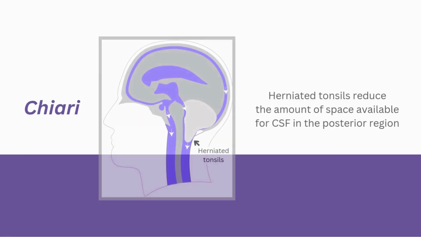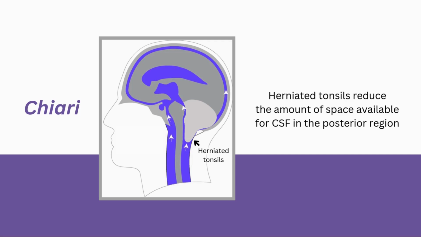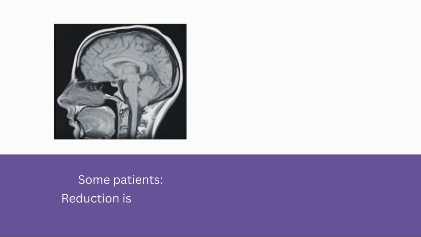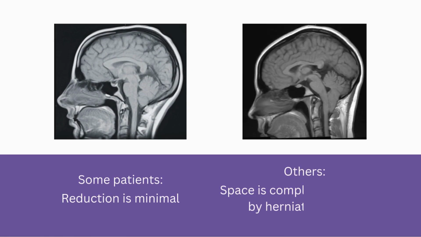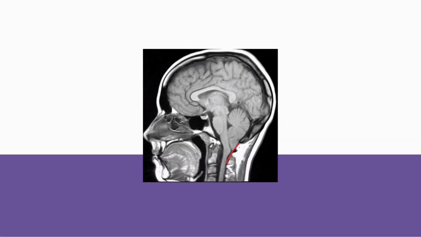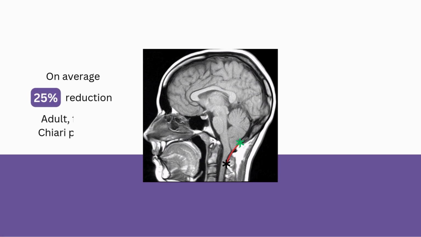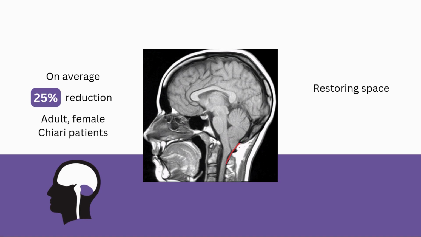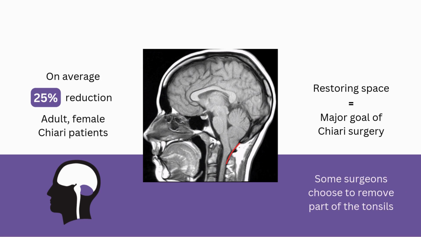In Chiari, the herniated tonsils reduce the amount of space available for CSF in the posterior region. In some patients, this reduction is minimal, while in others the available space is completely occupied by the herniated tonsils. If we measure the area of the posterior CSF space between the foramen magnum and the bottom of the second vertebra, on average, there is a 25% reduction in adult female Chiari patients compared to healthy controls. Restoring this space is a major goal of Chiari surgery and why some surgeons choose to remove part of the tonsils during the procedure.